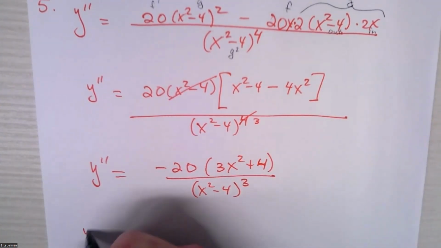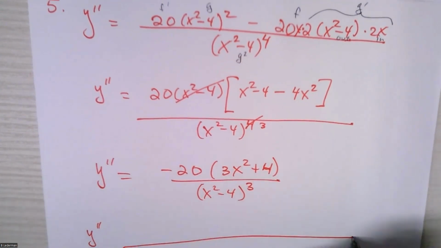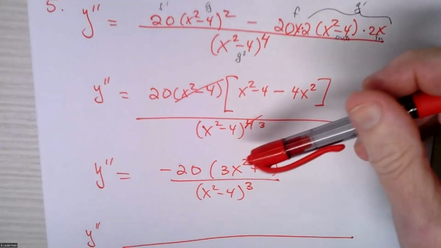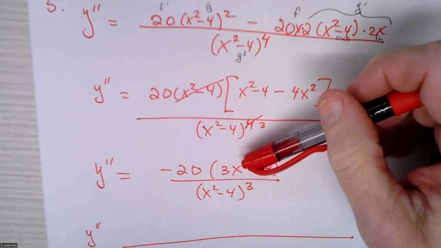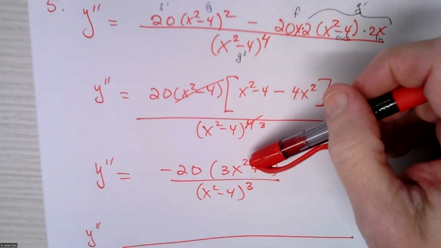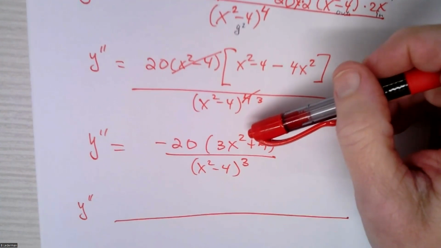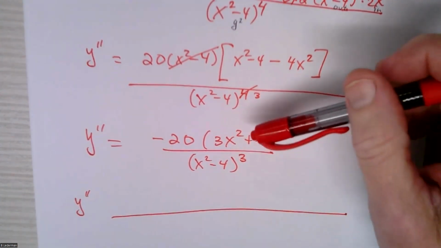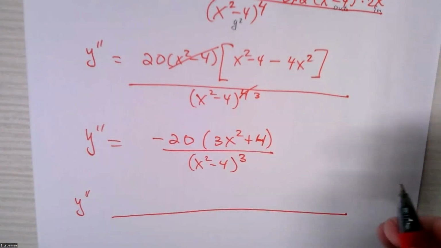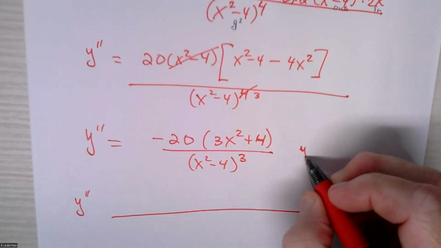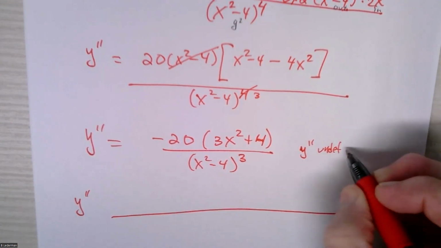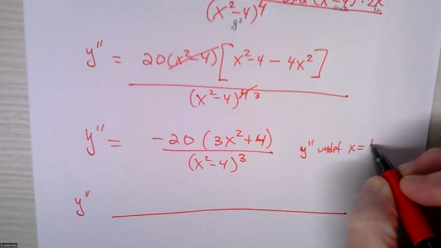let's look at the y double prime table here. So when does this equal 0? When is it undefined? Well, it never equals 0 because 3x squared plus 4 is always a positive number, since that's a perfect square. So this never is going to equal 0. But the bottom could equal 0. So y double prime is undefined at x equals plus or minus 2.